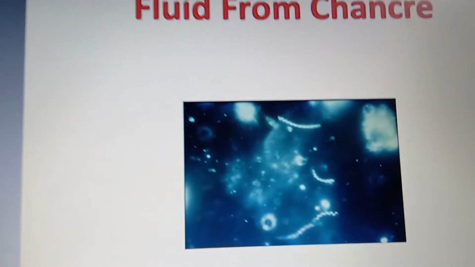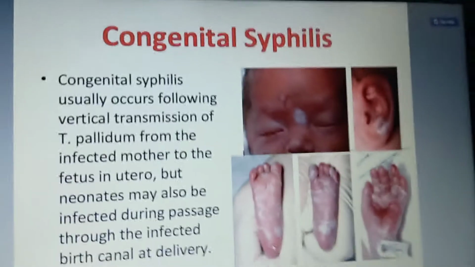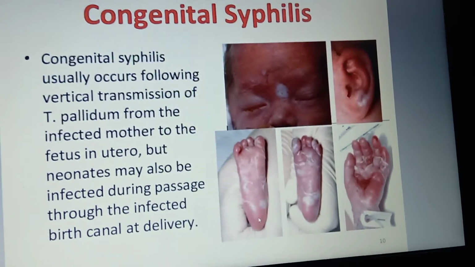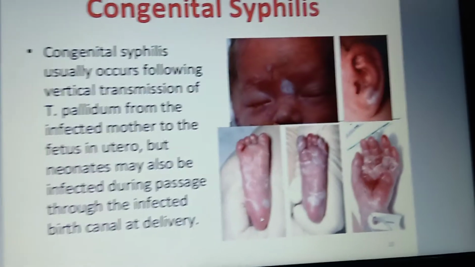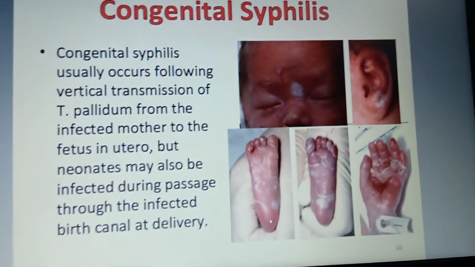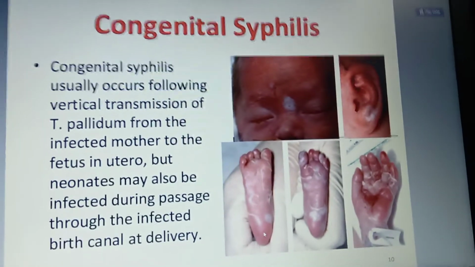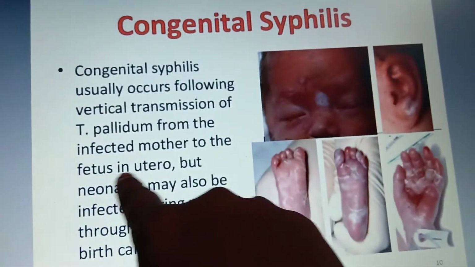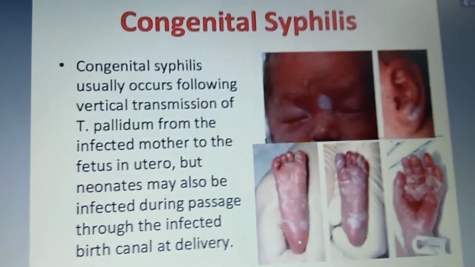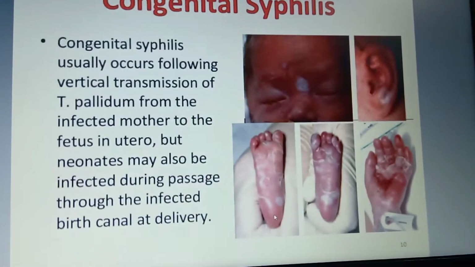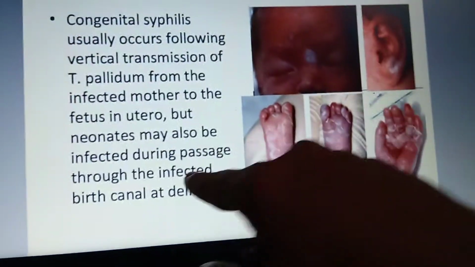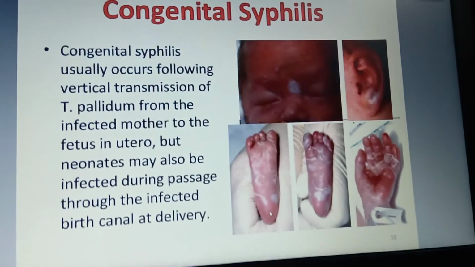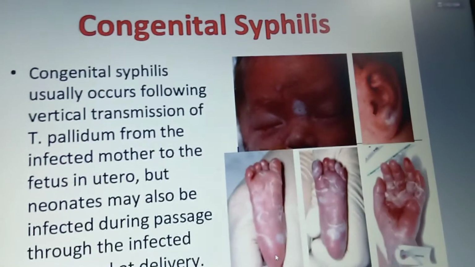Next, congenital syphilis. Congenital means at birth itself. If the mother has syphilis, it is going to be transmitted to the baby also. If there is an infected mother, it is transmitted from the mother to the fetus in the uterus, or during passage through the infected birth canal at delivery the baby is affected. That is congenital syphilis.